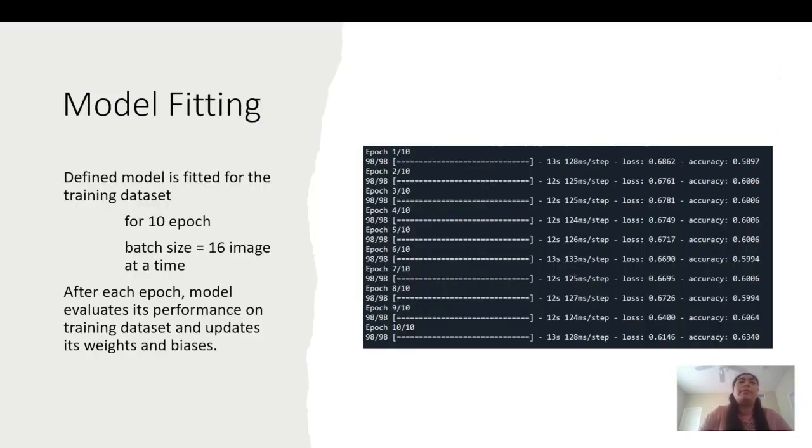After compiling, the model is fit to the training dataset for 10 epochs, and in each batch I have fed 16 images at a time. After each batch, the model evaluates its own performance and updates its weights and biases, and then runs the second epoch. What I'm looking for in each run is that in each epoch the loss should decrease and the accuracy should increase, and this was the output I got from running my model.